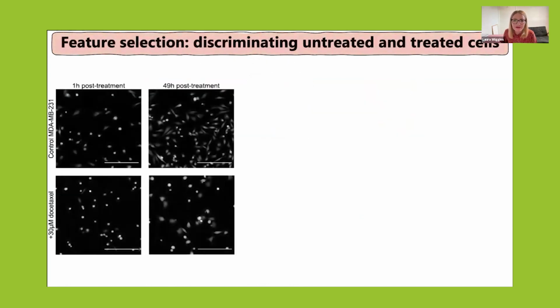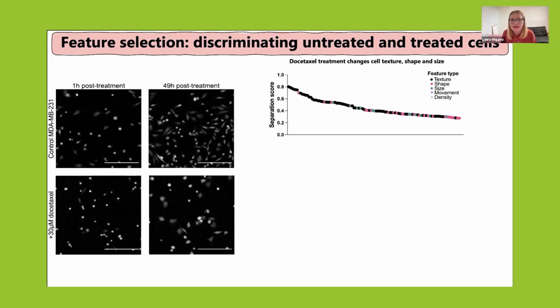So using Selfie's feature selection, we wanted to see which phenotypic metrics differ between untreated and treated cells. And doing that, we found that untreated and treated cells differed mainly in texture, shape, and size. The reason for that is that we treated with a drug called docetaxel, which is a microtubule stabilizing chemotherapy drug. And when we treat the cells, they're unable to divide, so they grow large in shape and size.